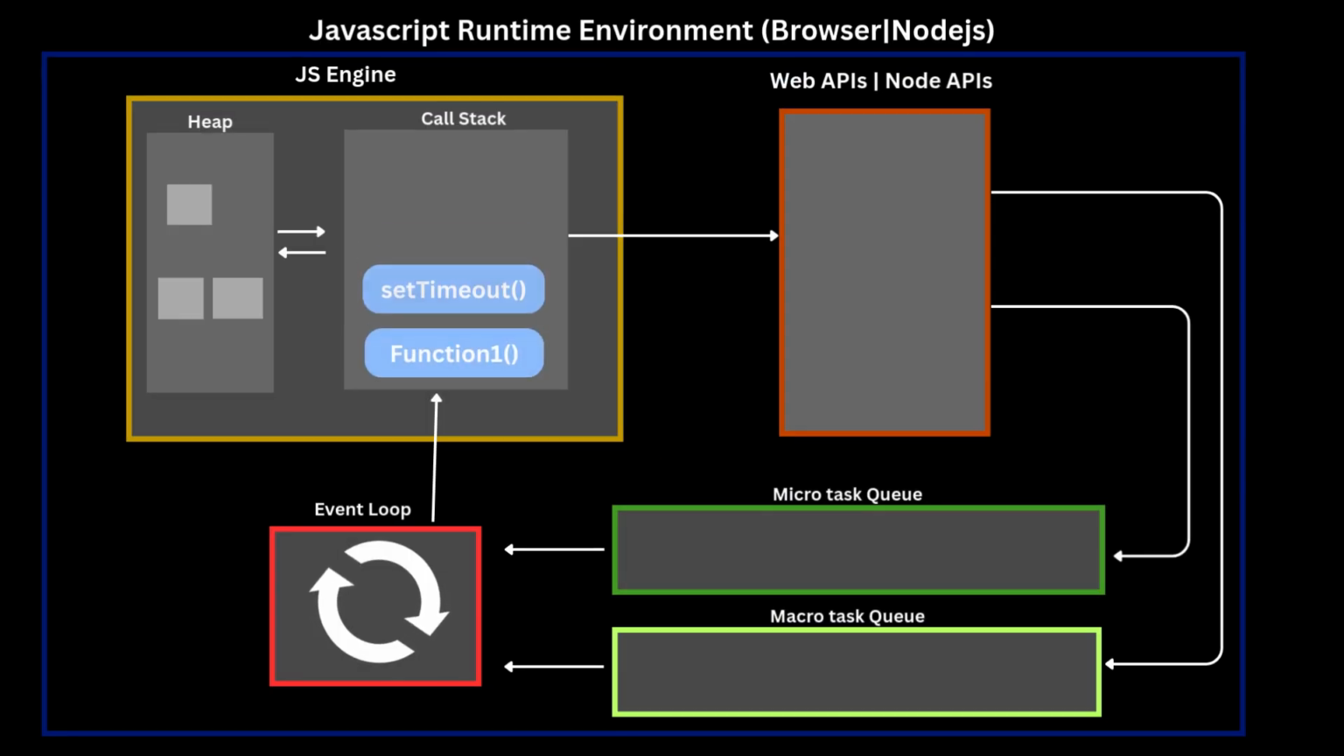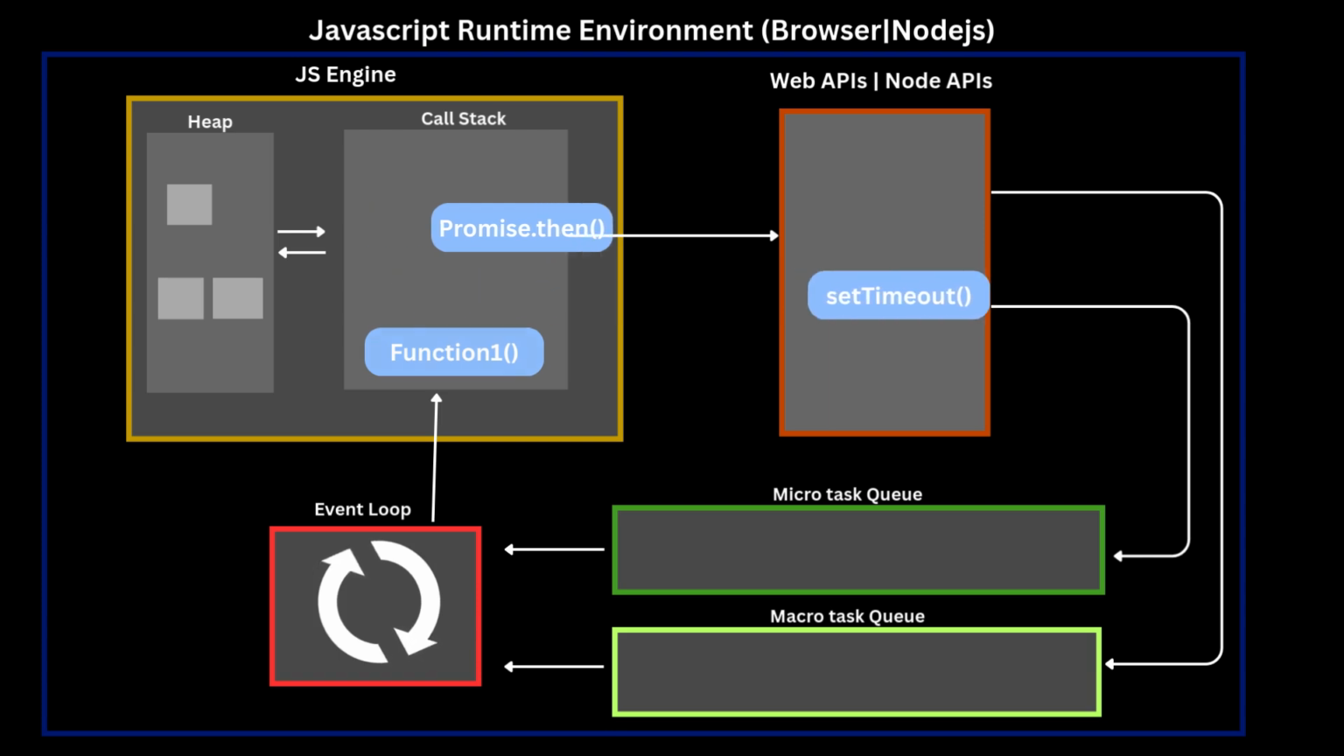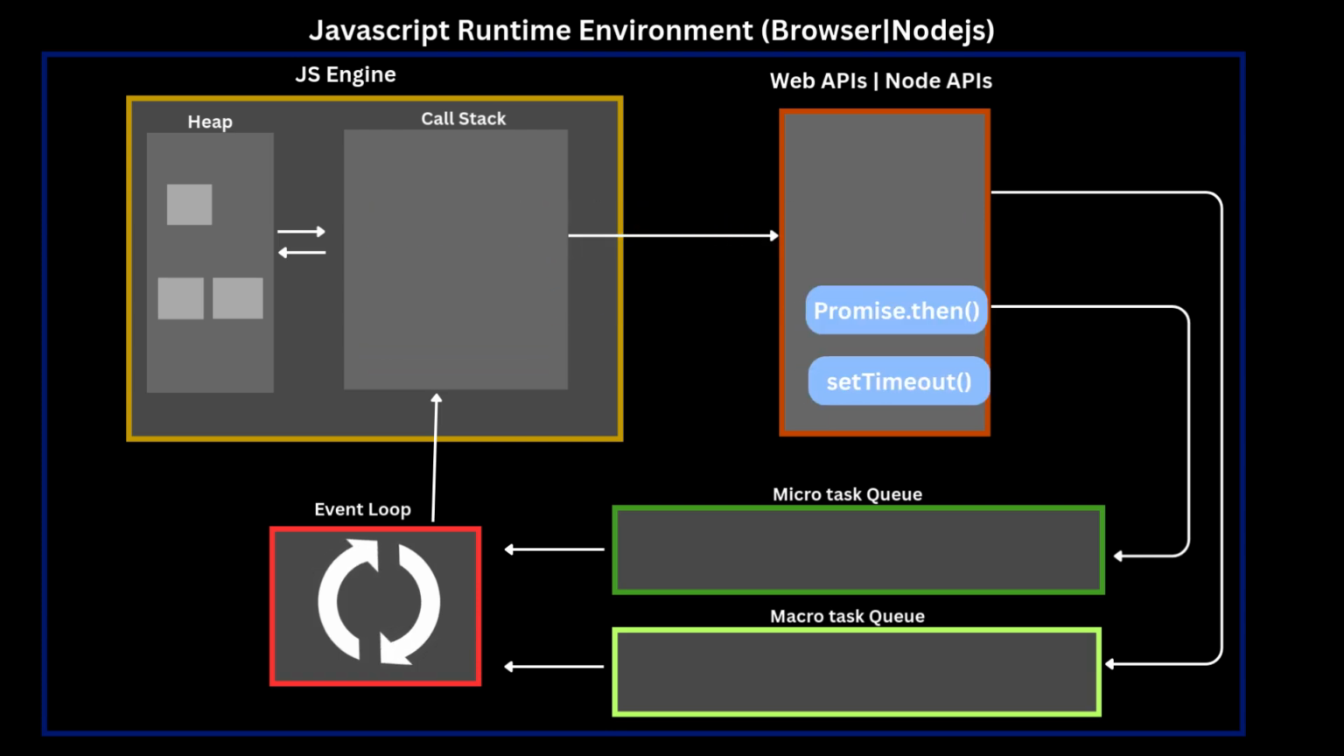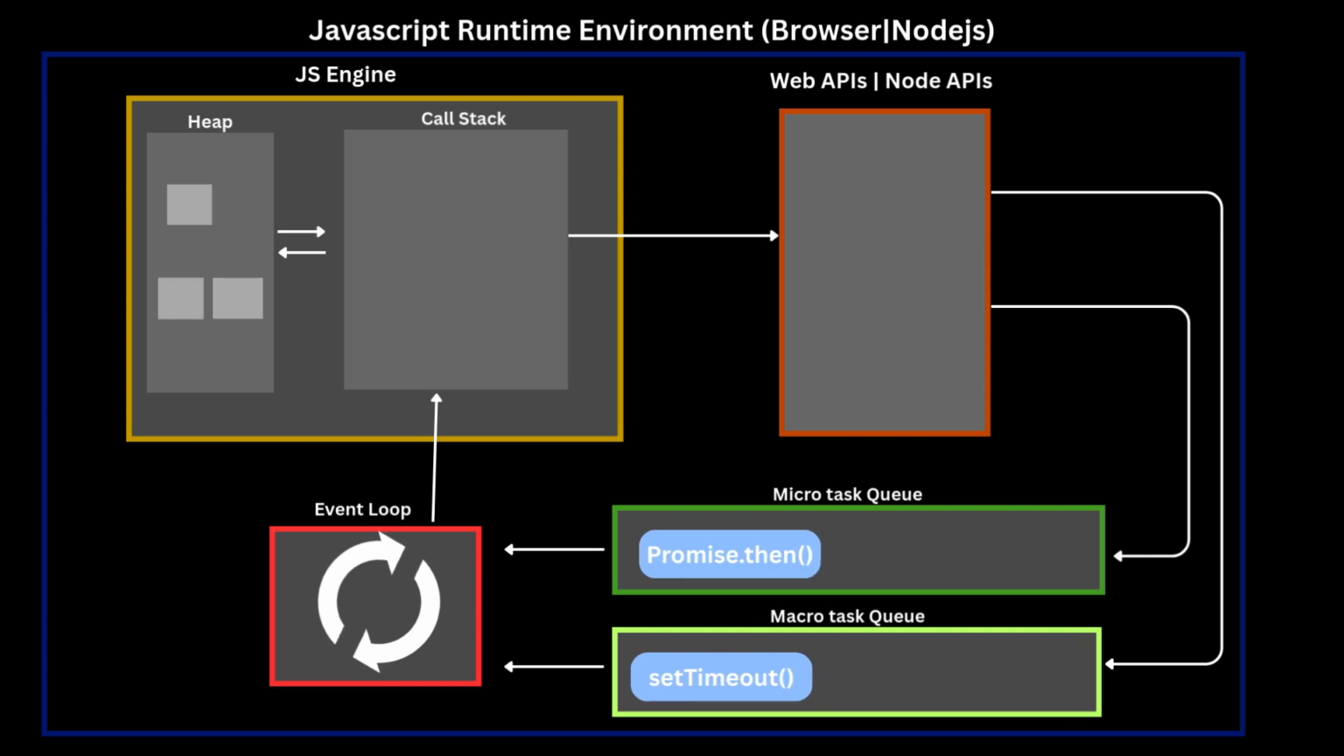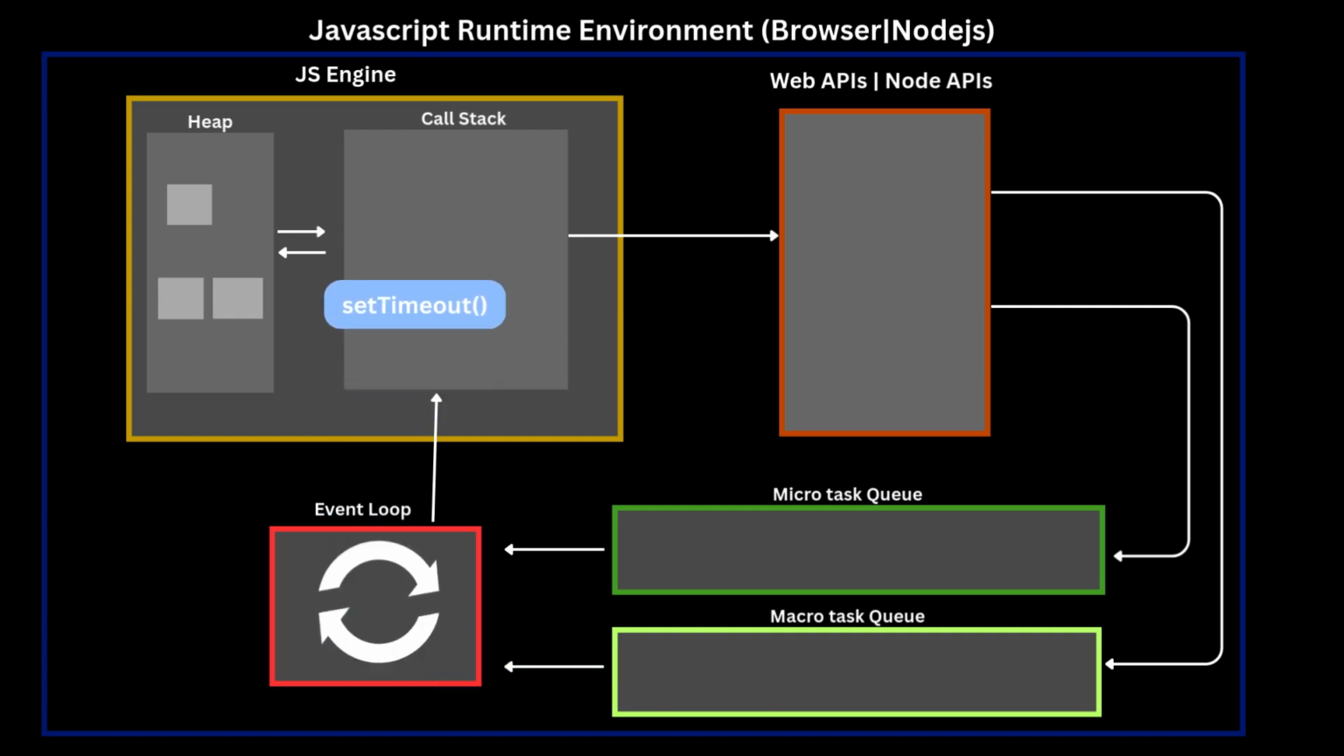Here's the complete flow. The call stack runs synchronous code. Async tasks go to Runtime APIs. When finished, they enter task queues. When the stack is empty, microtasks run first. Then the next macro task runs. And the event loop continues this cycle.